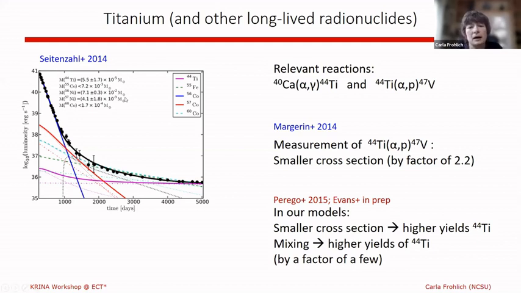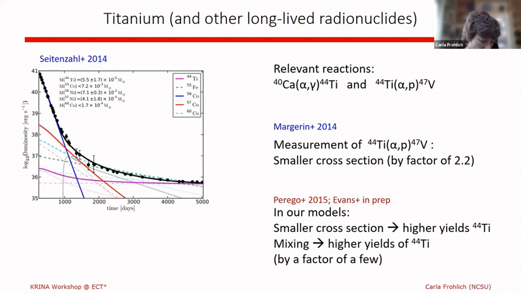Now, for example, the titanium is notoriously problematic to synthesize in sufficient amounts in spherically symmetric simulations. There's 2 key reactions that contribute, the calcium-40 alpha gamma and the titanium-44 alpha P reaction. There's a measurement from 2014 of this titanium-44 alpha P reaction where they find a cross-section that's about a factor 2 smaller than what was commonly used before. And when we do that, a smaller cross-section of titanium-44 alpha P leads to higher yields of titanium-44.